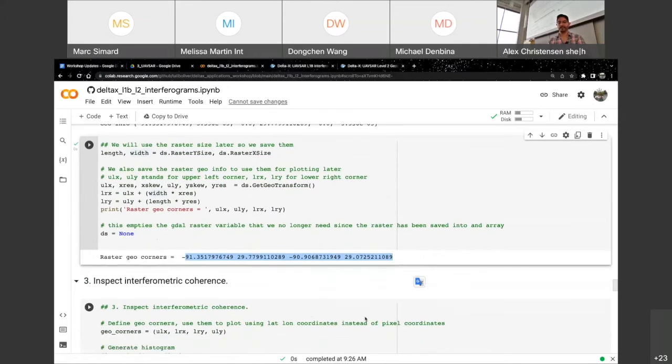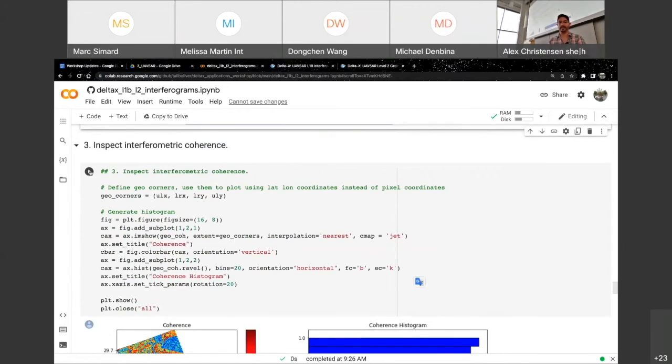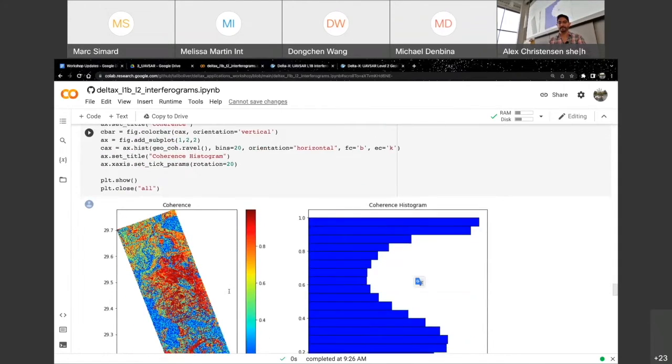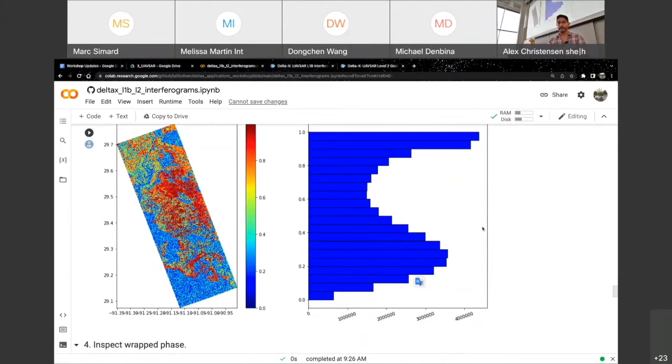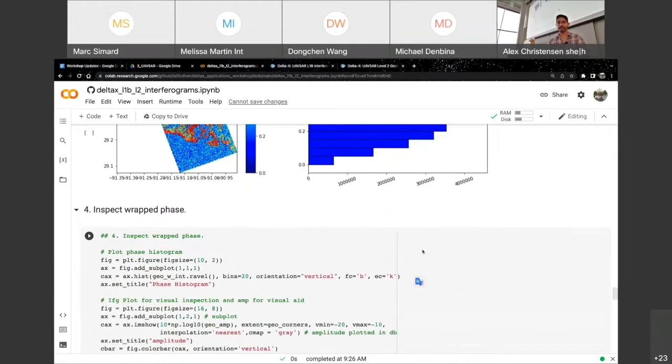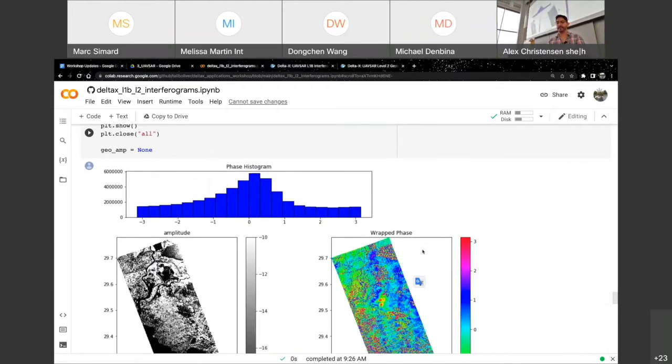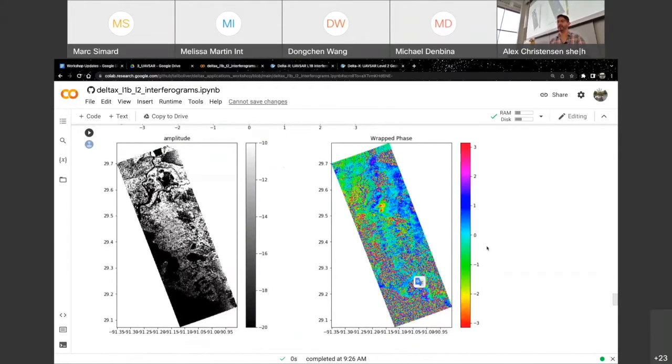So now we can take a look at the geocoded plot. This is how it looks, but the data is the same. It's just projected, right? So same information, and same information for the phase and for the amplitude. It's just that now it's projected. You can see that now the axes are latitude and longitude.